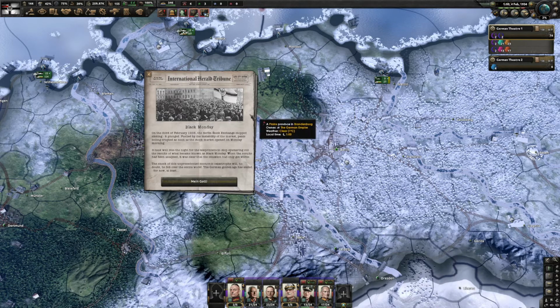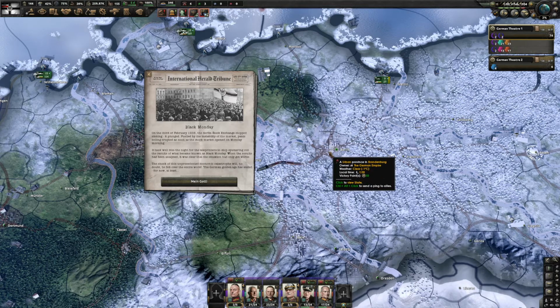Black Monday. On the 3rd of February 1936, the Berlin Stock Exchange stopped sinking. It plunged. Fueled by the instability of the market, panic selling erupted as soon as the stock market opened on Monday morning. It took well into the night for the teleprinters to stop sputtering out the results of what became known as Black Monday. When the results had been analyzed, it was clear that the situation had only got worse. The shock of the unprecedented economic catastrophe will no doubt be felt over the entire world. The German Golden Age has ended. For now, at least.